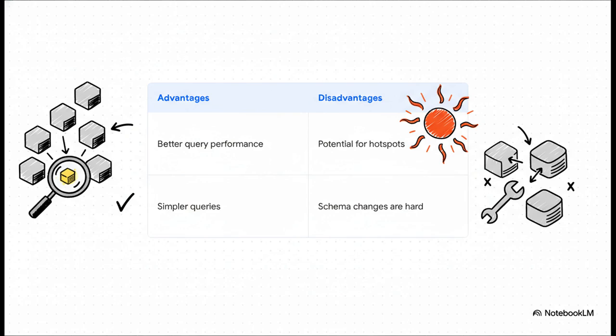But you can see the potential problem, right? You can still get hotspots. That shard handling all the tweets is going to be working way, way harder than the one holding user profiles. Plus, making changes to your database schema gets a lot more complicated when it's spread out like this.